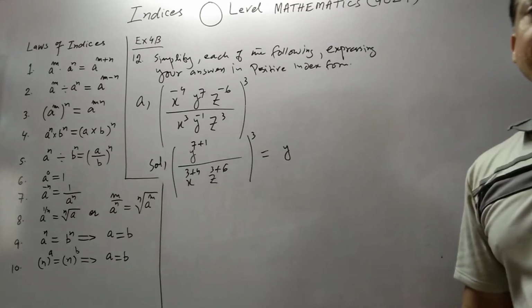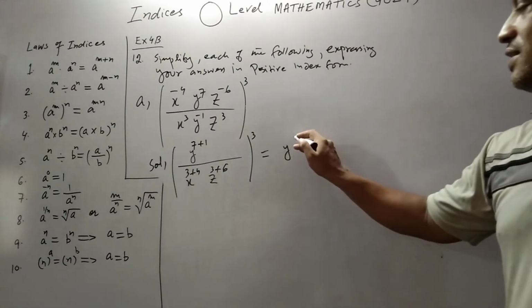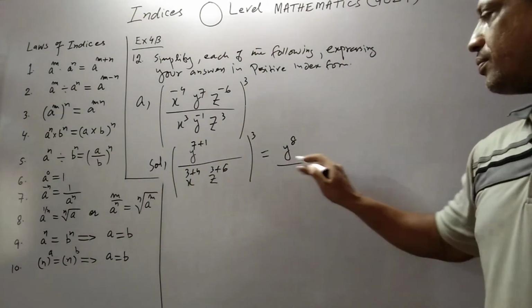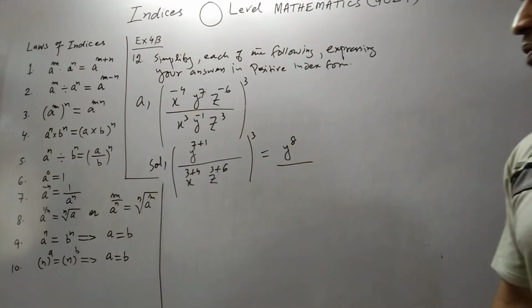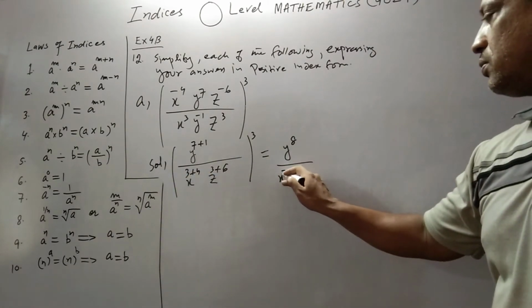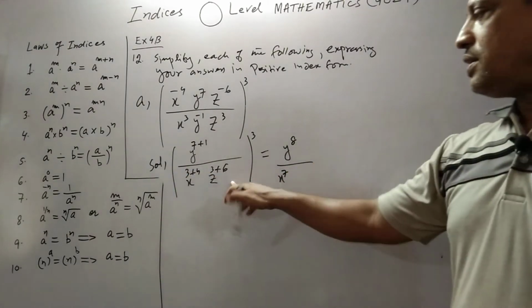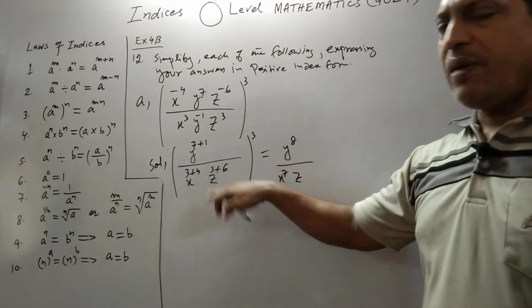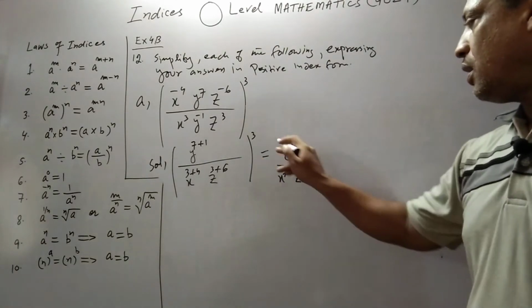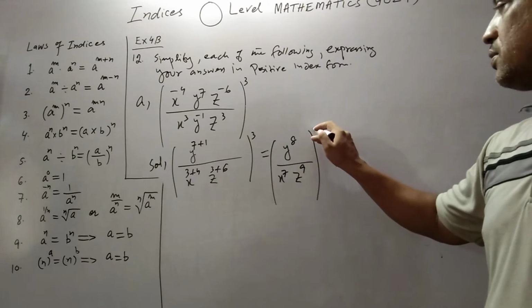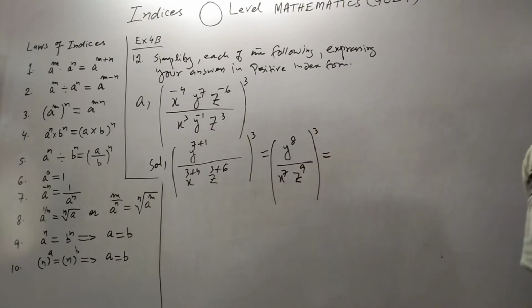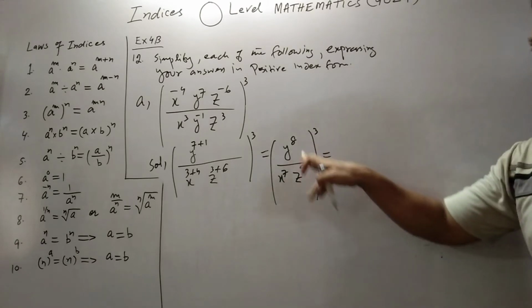Y power 7 plus 1, 7 plus 1 is 8. X power 3 plus 4, 7. Z power 3 plus 6, 9. And whole power is 3. Now apply power 3 on each and every number.